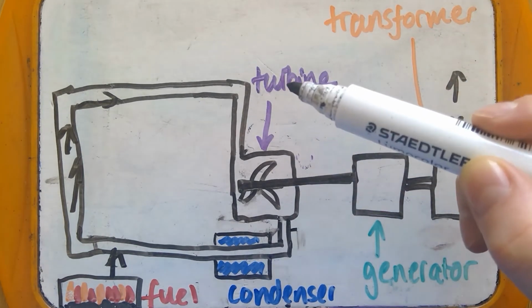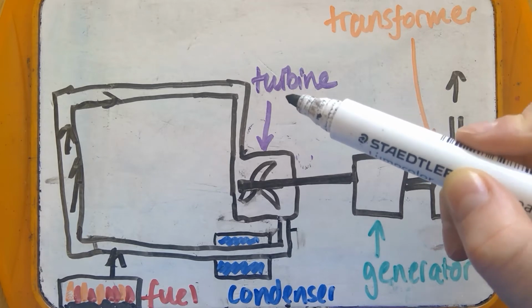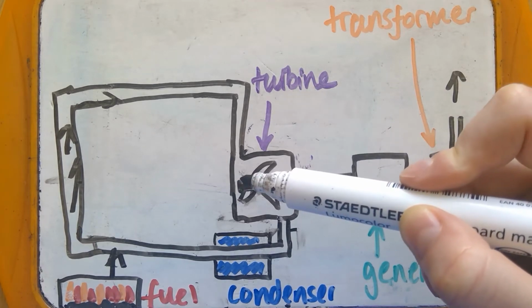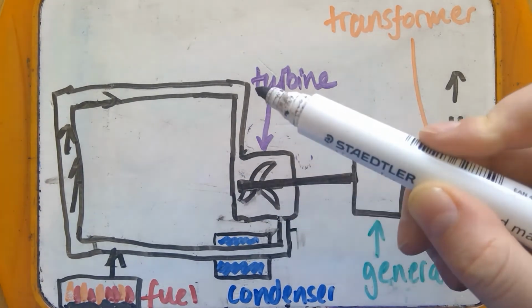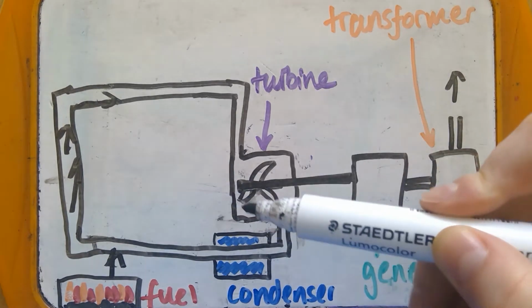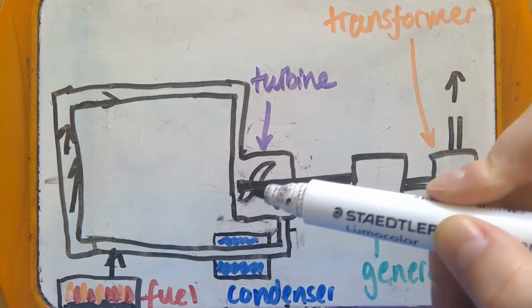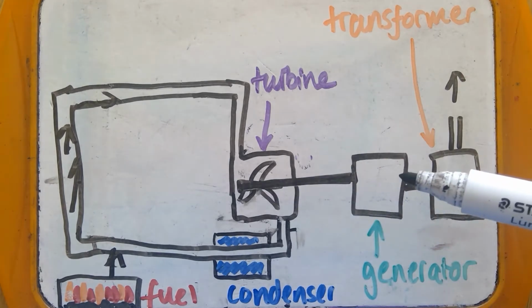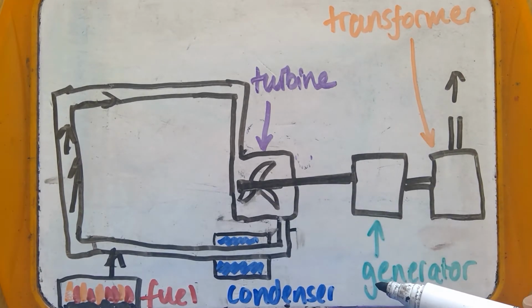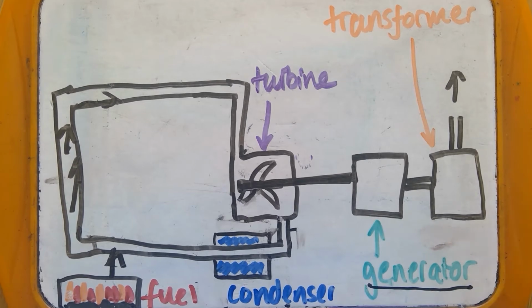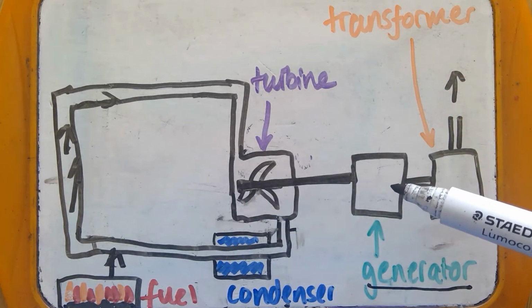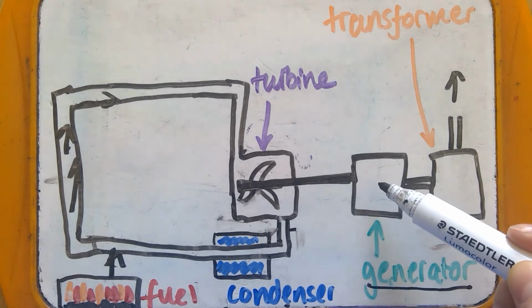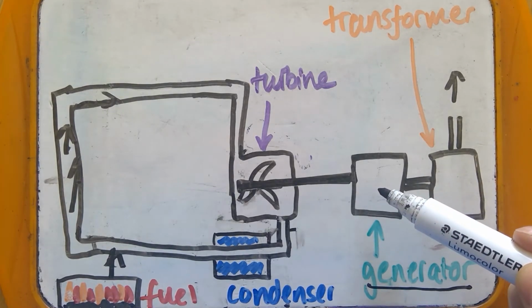Number two, it gets to the turbine. At the turbine, the steam turns the turbine round and round, and the steam makes movement at the turbine. The movement at the turbine is then put into a generator. Generators are really important. Generators are what convert the movement energy into electrical energy. So that's created in here in the generator.